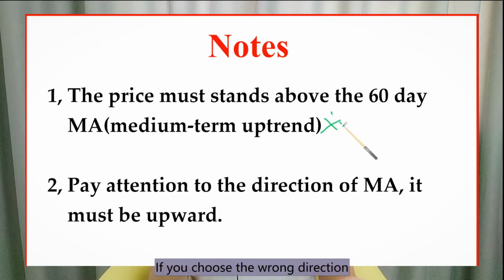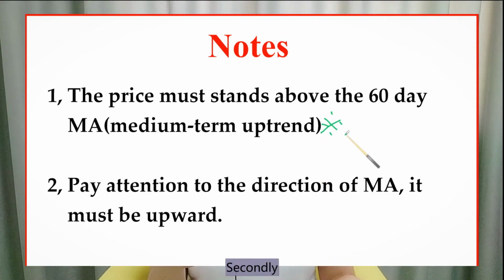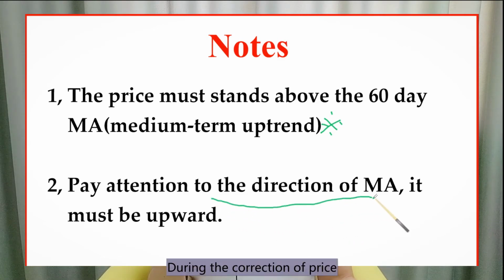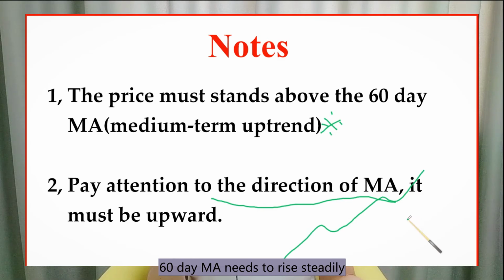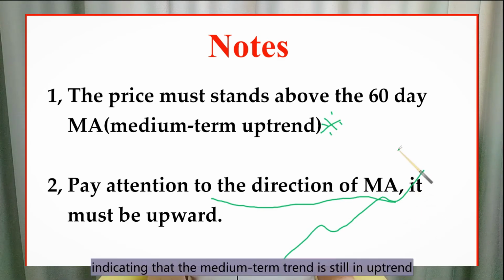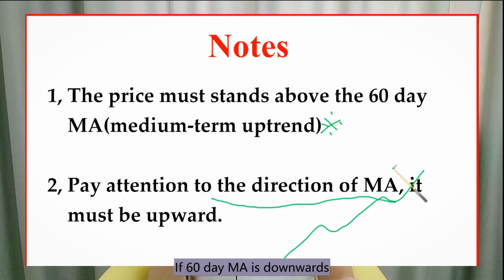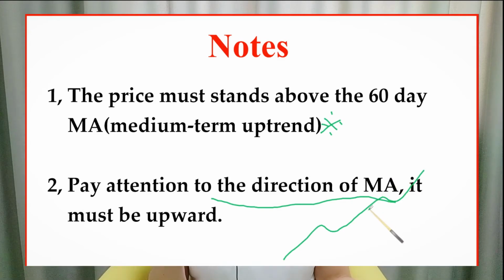If you choose the wrong direction, the harder you work, the further you will be away from your destination. Secondly, we also need to pay attention to the direction of MA. During the correction of price, the 60-day MA needs to rise steadily, indicating that the medium-term trend is still in an uptrend. This is the premise. If the 60-day MA is downwards, it is easy to be trapped if you trade according to the method I taught today.